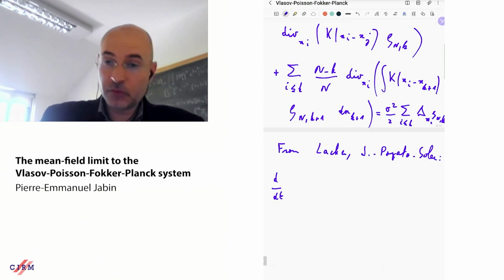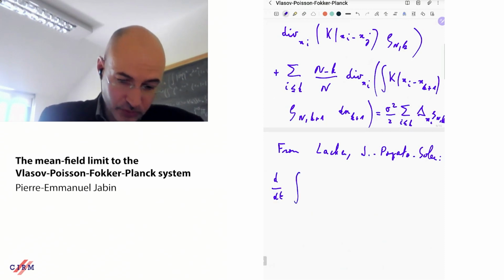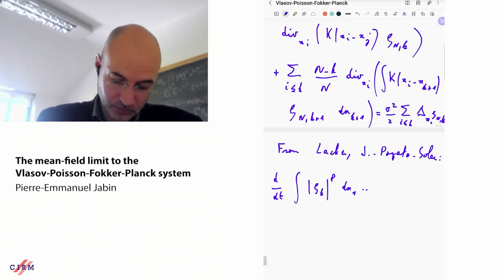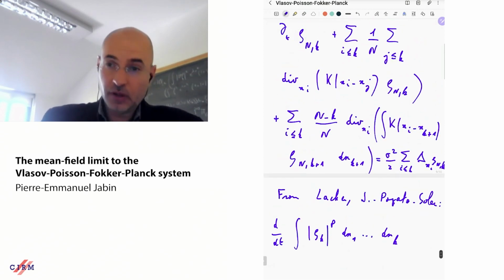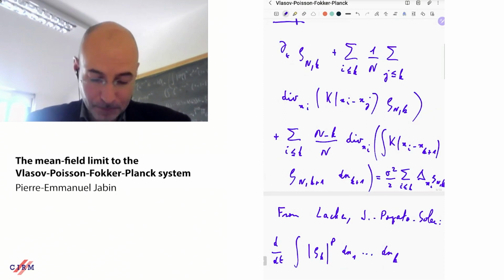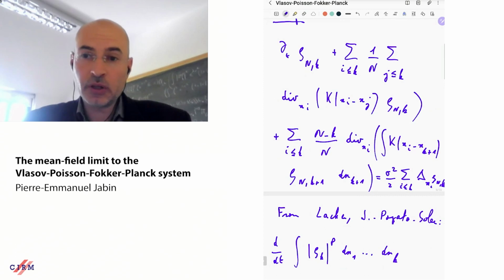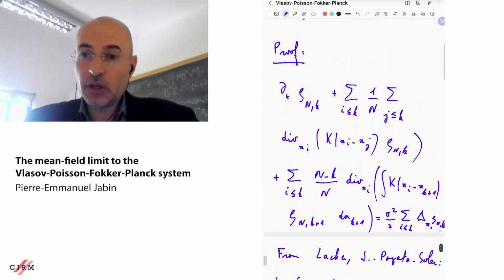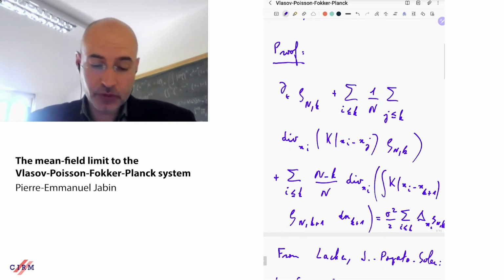And so I am going to do this. I am going to try to propagate an LP bound. And so you multiply this equation by rho nk to the power p minus 1, and you do everything. Okay. And the first term here, well, will lead to terms with a divergence of k.